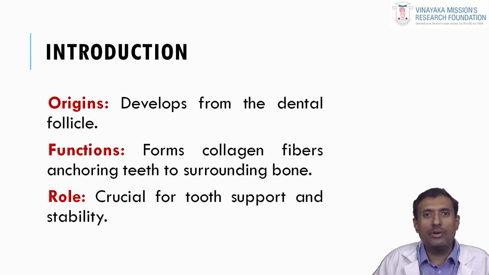A brief introduction on the periodontal ligament. What we can see from here is that the periodontal ligament develops from the dental follicle. One of its functions is that it provides collagen fibers from the synthetic cells, that is the fibroblasts, which help to anchor the tooth to the surrounding bone. I would like to repeat that one of the crucial structures of the periodontal ligament is to provide tooth support and stability while inside the oral cavity.